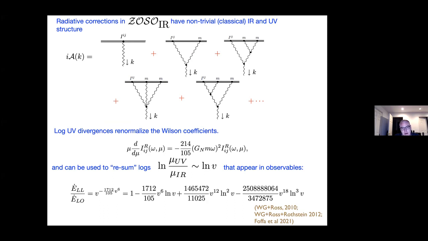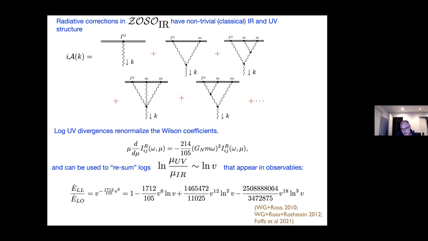And the utility of this is that it allows you to resum logarithms of the ratio of the scales, namely the velocity, that appear in observables. And so here I'm illustrating this with a calculation of all the quadrupole logarithms that show up in the radiated power from a circular orbit. So 2 black holes in a circular orbit in units of the leading order quadrupole formula.